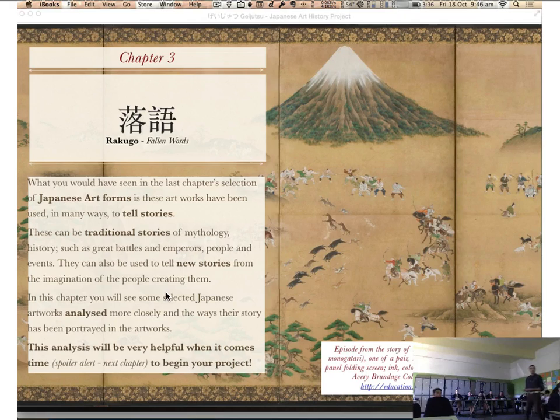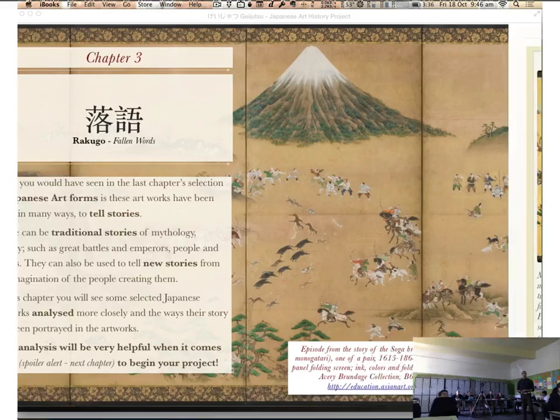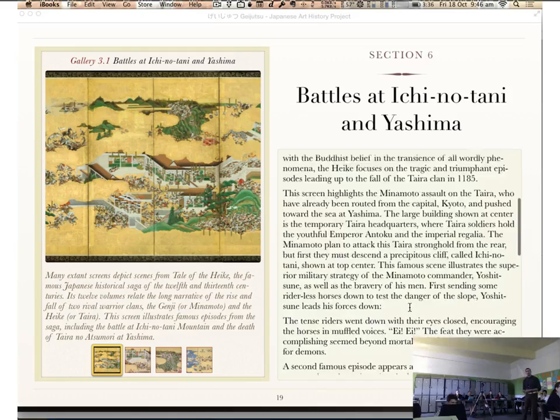So these are traditional stories, these could be new stories, they can be stories about the past, or they might be stories about their future, like how we write a book. These artworks have been used to tell a story. So in this chapter I've got some selected artworks, and then I've talked about what they're actually about, what their story is.